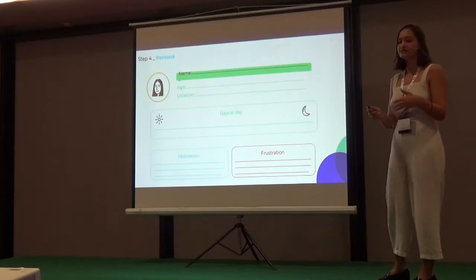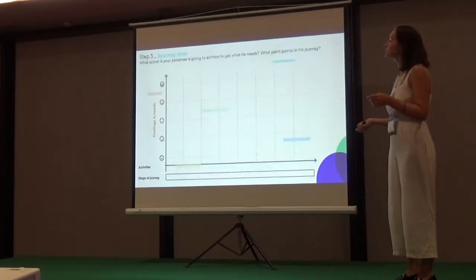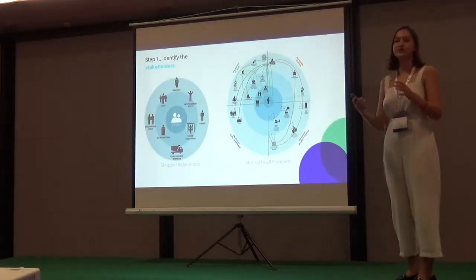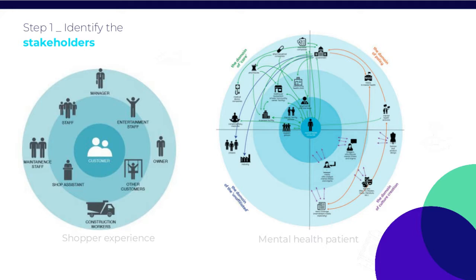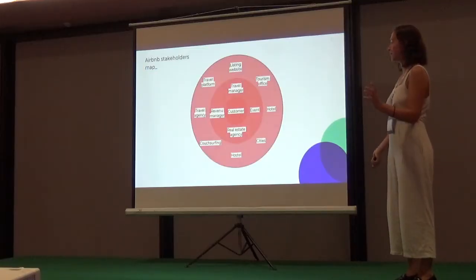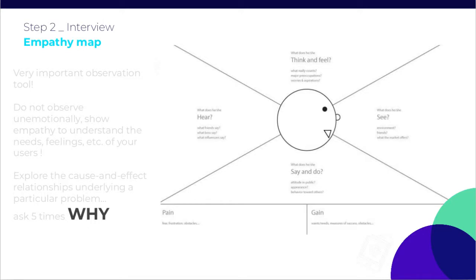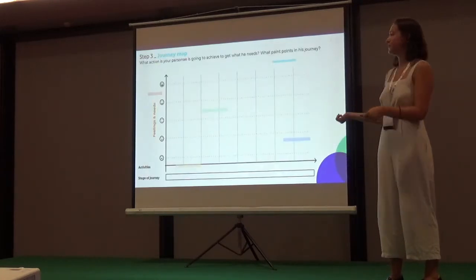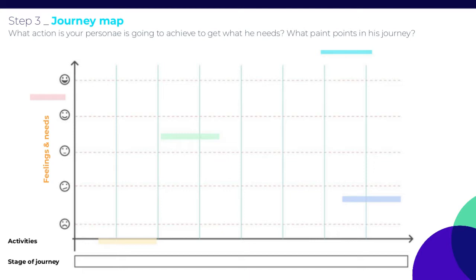Afterwards, if we go back, you have your stakeholder map. You know the people that you need to interview, because you have a global picture of all the people that you need to interview to understand. Once you have this, you focus on meeting the people that you need to interview and observe. You have the interviews, so you take notes on the impact map, and then you retrace the journey map.